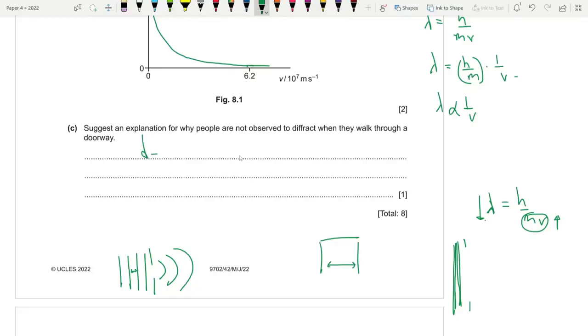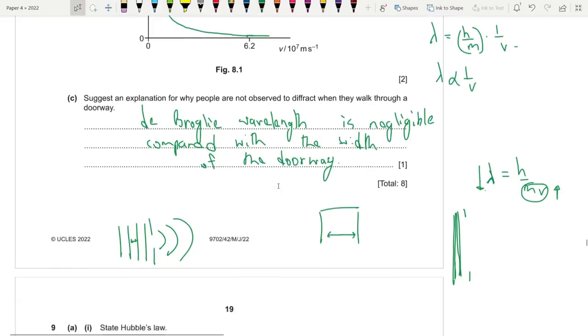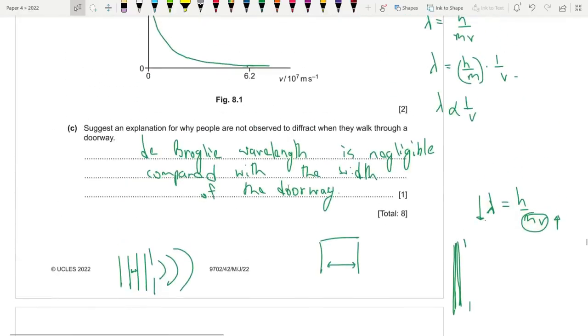Okay. So essentially, the de Broglie wavelength is negligible compared with the width of the doorway. Right? Everyone lost their minds after seeing this question. All right. Okay, so that's it.